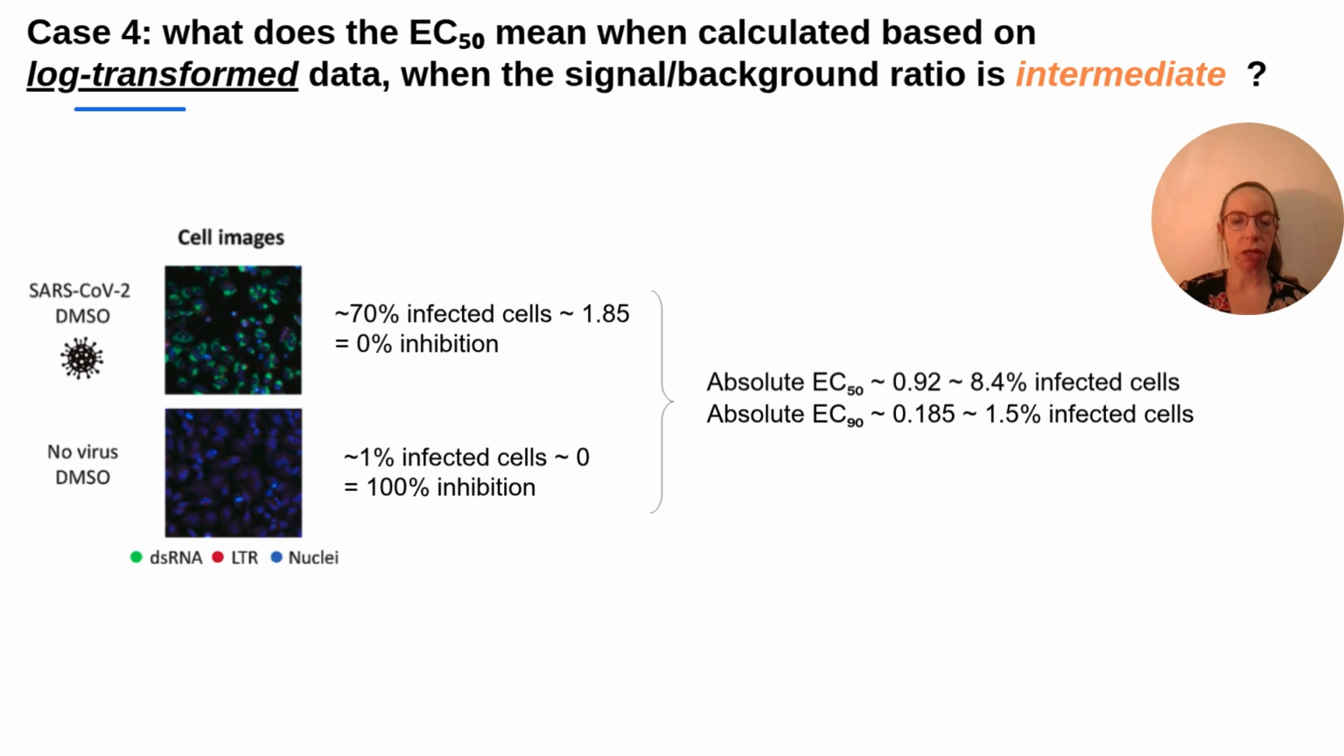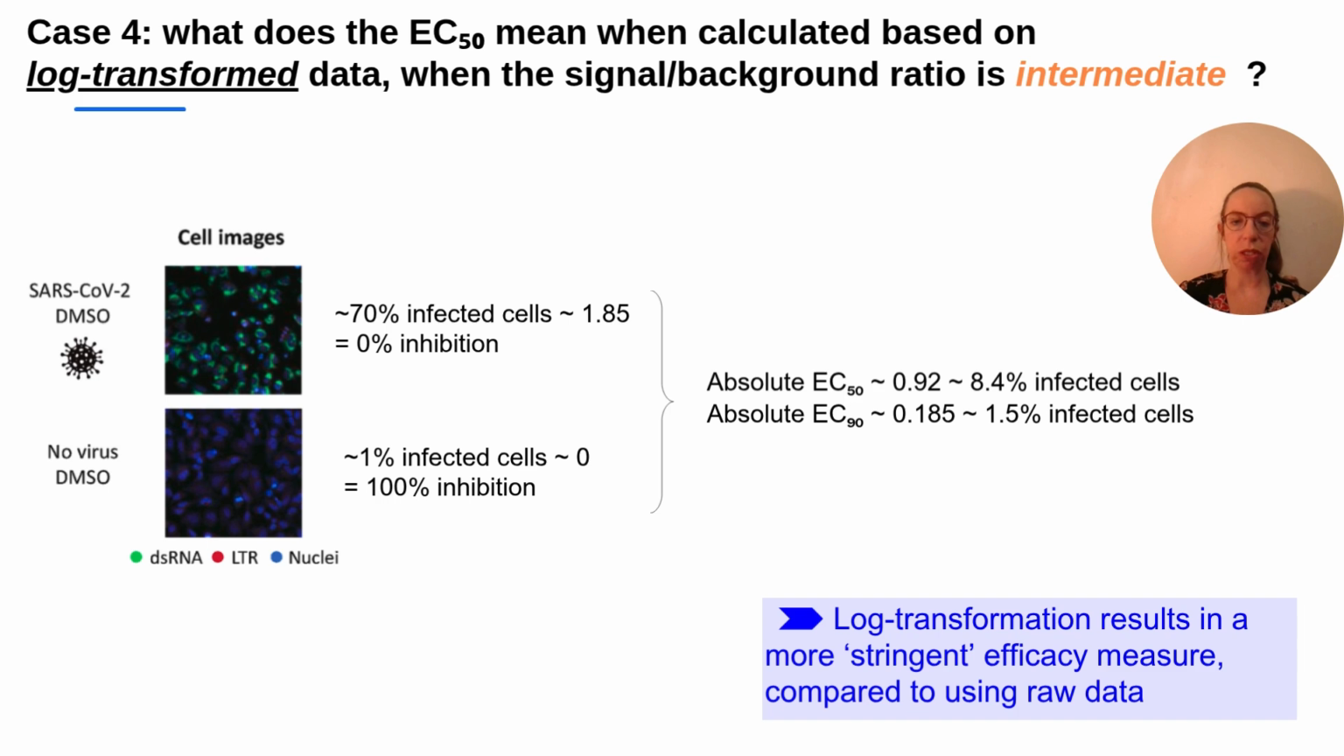So 8.4 and 1.5. If you now remember case 3, the absolute EC50 corresponded to 35% infected cells. So 35 versus here 8.4 with the log transform data. Similarly for the EC90, it was 7% using the raw data, while it is 1.5% using the log transform data. So you can appreciate that here again, and even more than in case 1 and 2, the log transformation results in a more stringent efficacy measure compared to using the raw data.